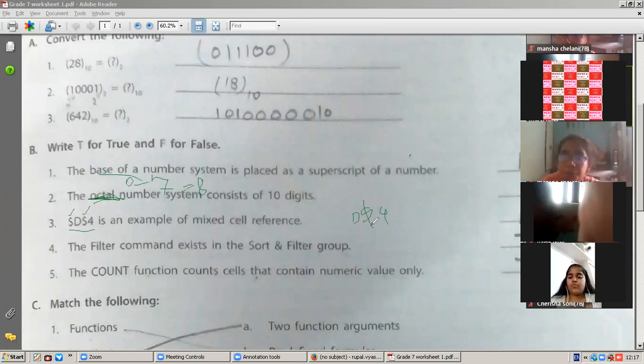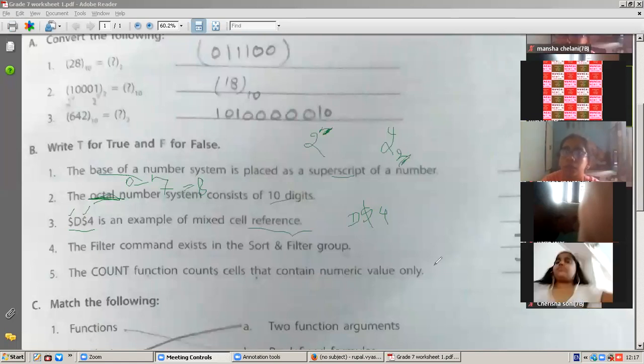Then the fourth one, the filter command exists in the sort and filter group. Of course, it is present over there. So it's true. The count function counts cells that contain numeric values only. It is correct. That's why the answer is true.